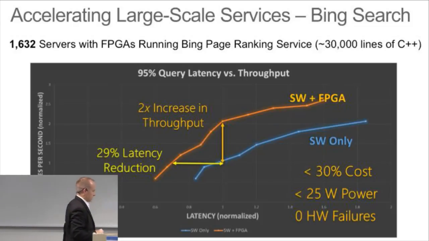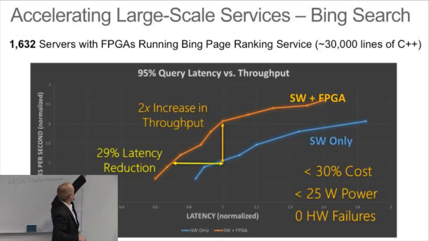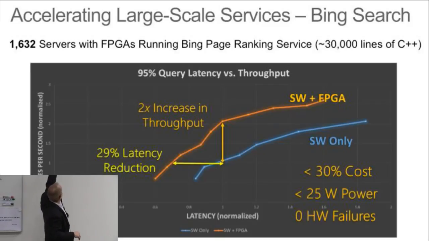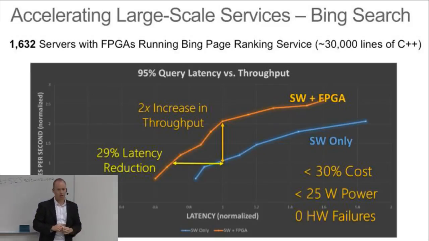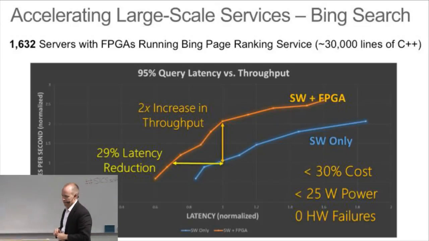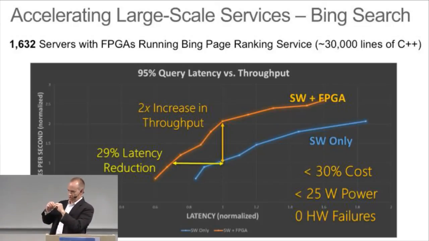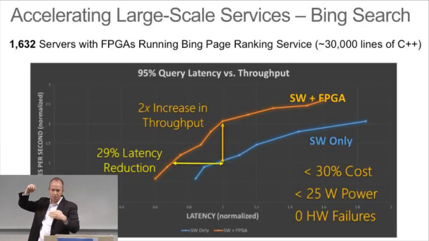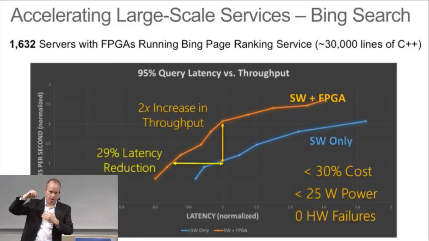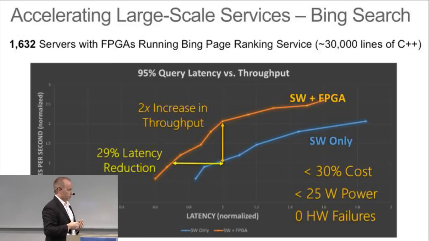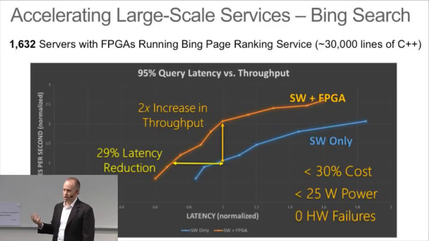At this latency point where you see the vertical line, that was actually Bing's latency target for the 95th percentile slowest query, which is the graph I'm showing here. And what you can see is that we could actually run double the throughput at the same latency. What that means, of course, is that you can run with half as many servers to service a given query load. So adding this FPGA card into every server at a 10% power bump allowed us to buy half as many servers to run this service.